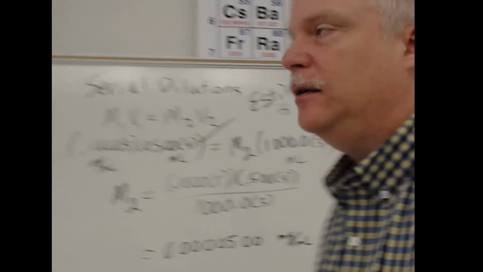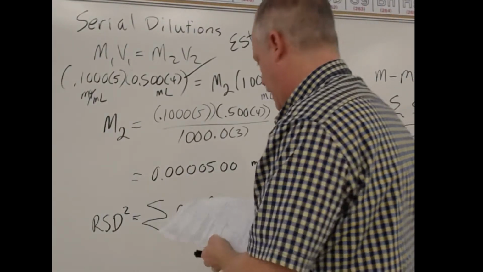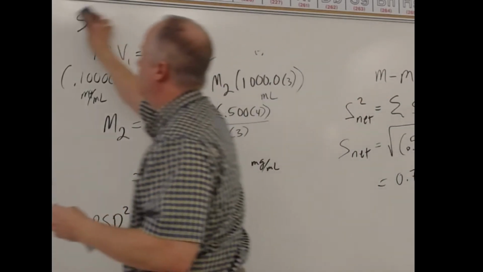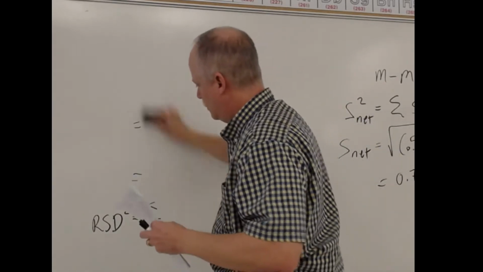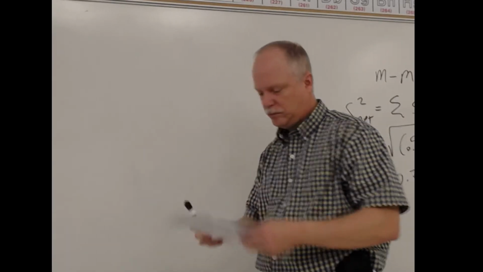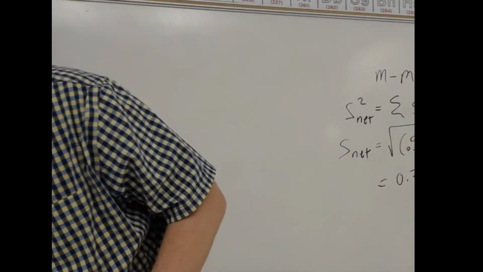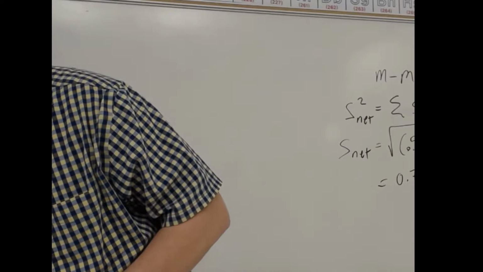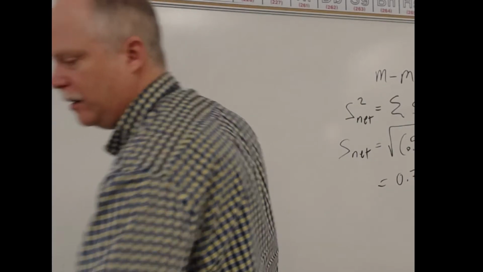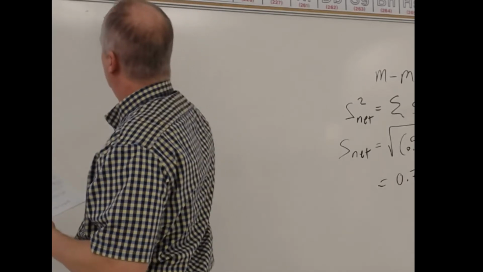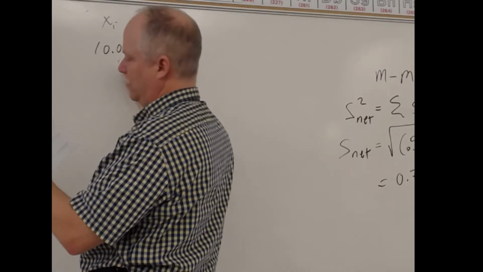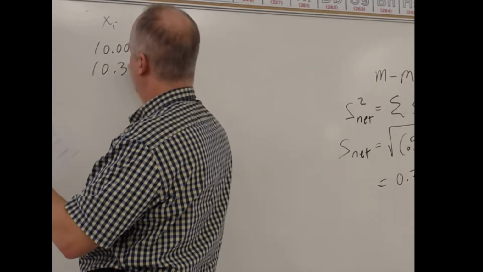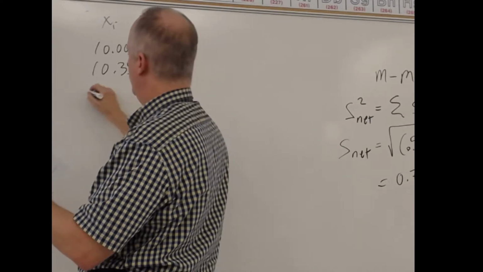Okay, so this is asking about the Z transform on the data set. In order to do that, we'll have to find the mean and standard deviation of that data set. So we have xi: 10.0, 10.35, and 20.